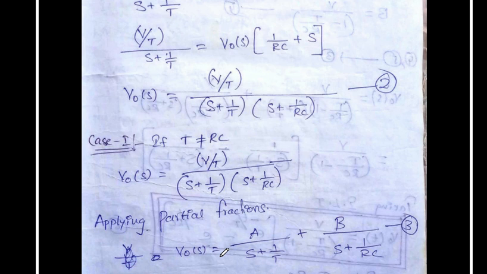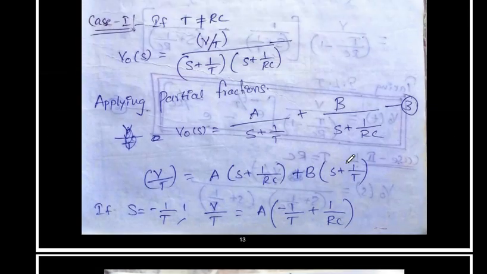Therefore, you get V naught of S is equal to A by S plus 1 by T plus B by S plus 1 by RC. You get equation number 3. Now take LCM of equation 3. Therefore, V by T, the denominators cancel, and we get A into S plus 1 by RC plus B into S plus 1 by T. Now, by simplifying these equations, we get the A and B values.